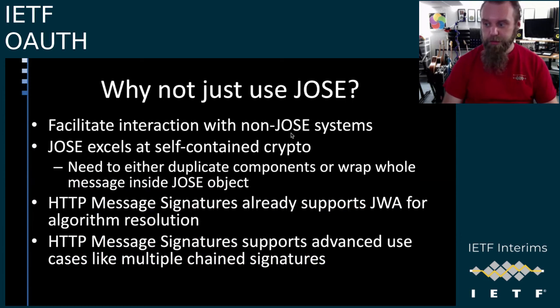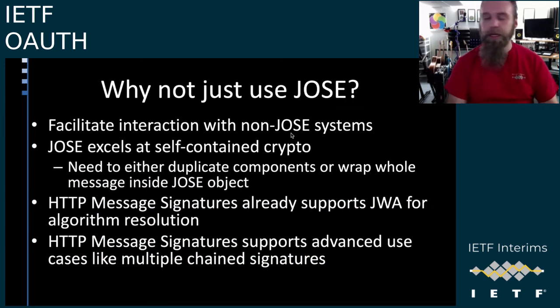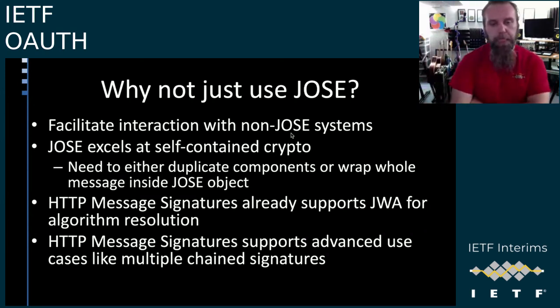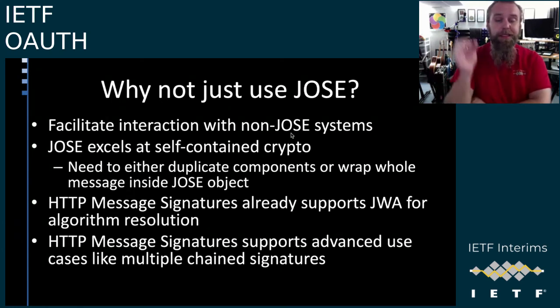Another big question is, why not? And this gets into Hannes's thing, like, why not just use JOSE and wrap everything in JOSE? The biggest reason here is that JOSE is utterly brilliant as a self-contained cryptographic object. This is why it is so good.